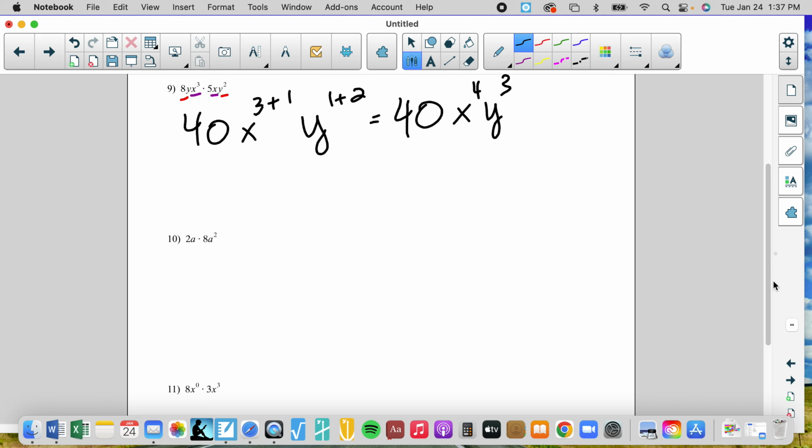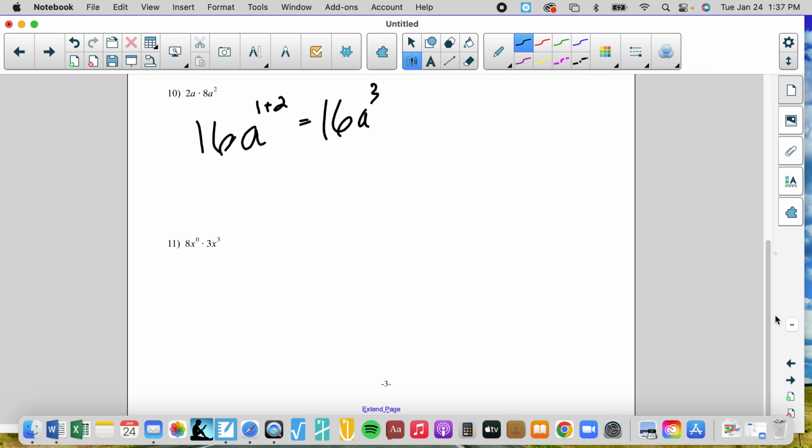Alphabetical order. 2 times 8 is 16. A to the 1 plus 2, 16a to the 3rd. 8 times 3 is 24. We have x to the 0 plus 3.